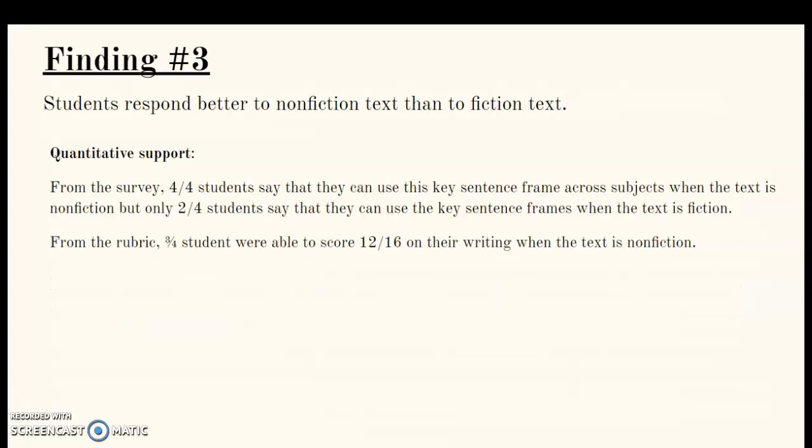My quantitative data for nonfiction text is that from the survey, 4 out of 4 students say that they could use this key sentence frame across subjects when the text is nonfiction. But only 2 out of 4 students say that they can use the key sentence frame when the text is fiction. From the rubric, 3 out of 4 students were able to score a 12 out of 16 on their writing when the text is nonfiction.